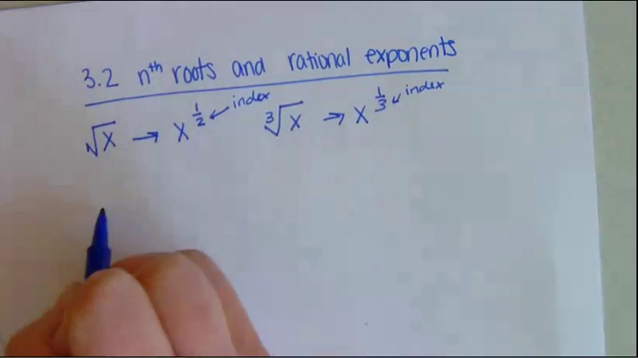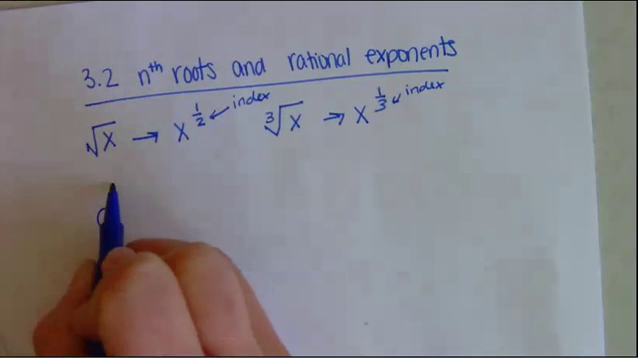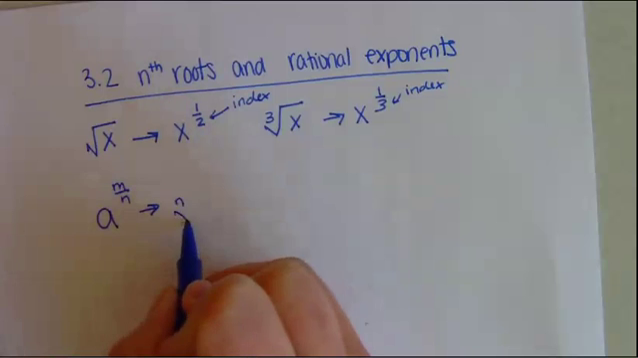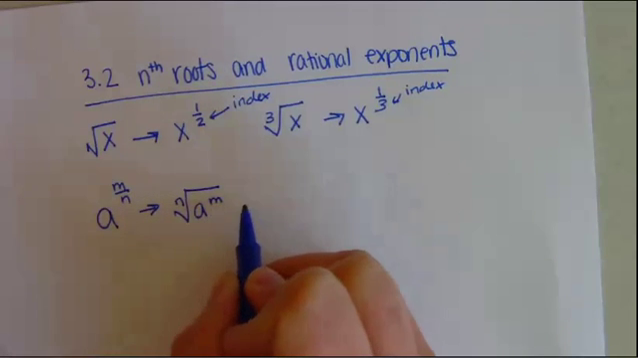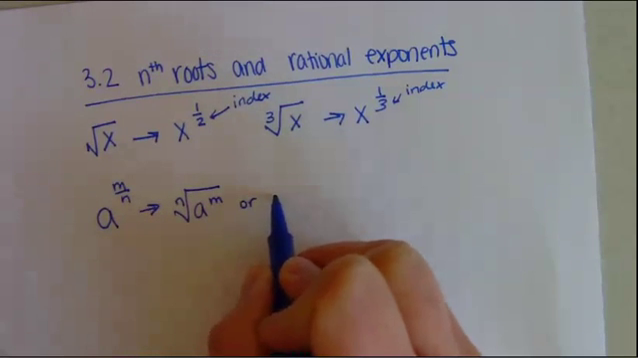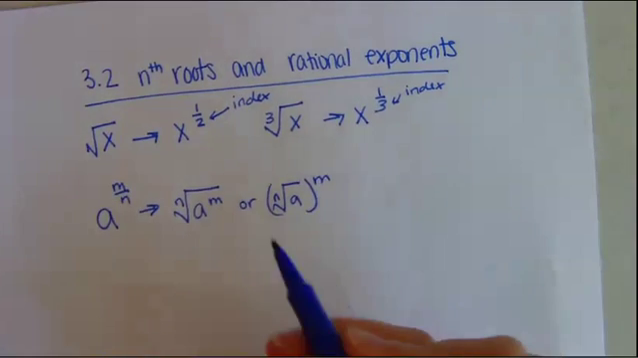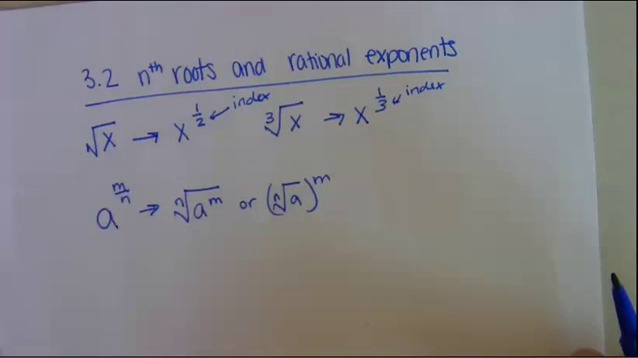So if we write the rule, if we have a to the m over n, that's the same thing as the nth root of a to the m power. Or sometimes we write that as the nth root of a, all to the m power. So those mean the same thing, no big deal.